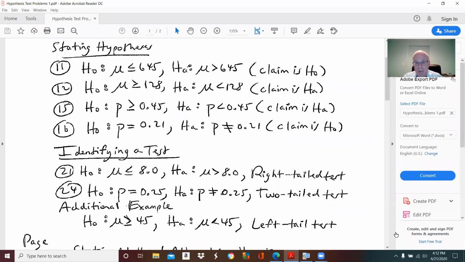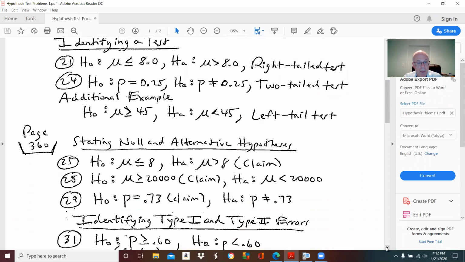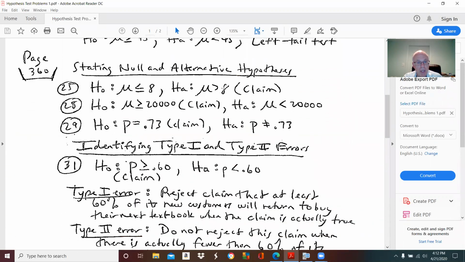So notice in this case here, let's scroll down. So the claim is that the mean is greater than 8 hours. And it's mu in this case here, since it's time, which is a continuous variable. We're going to use mu here. Mu is greater than 8. And that means the null hypothesis is less than or equal to.